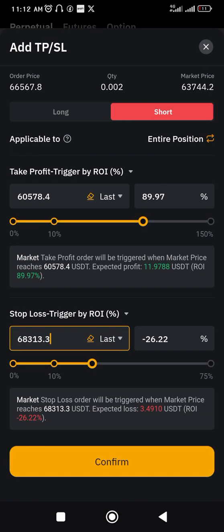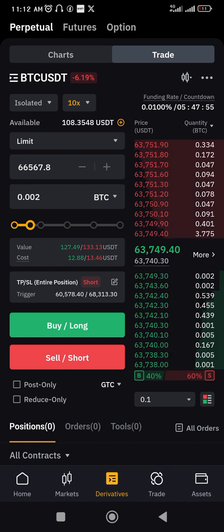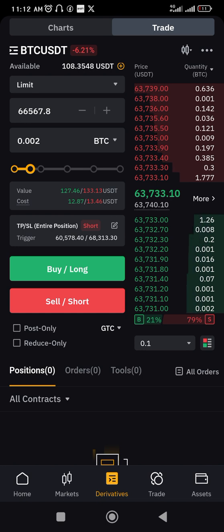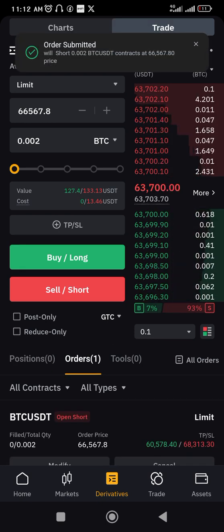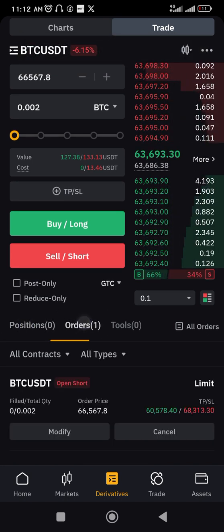So once you now have all of those set, you click on confirm. If you click on confirm, you are okay with everything, then you click on sell short. As you can see where we have the type on here, sell short. Once I click on sell short, you see there's an open order now at this place where it says open order. You see position, you see order.